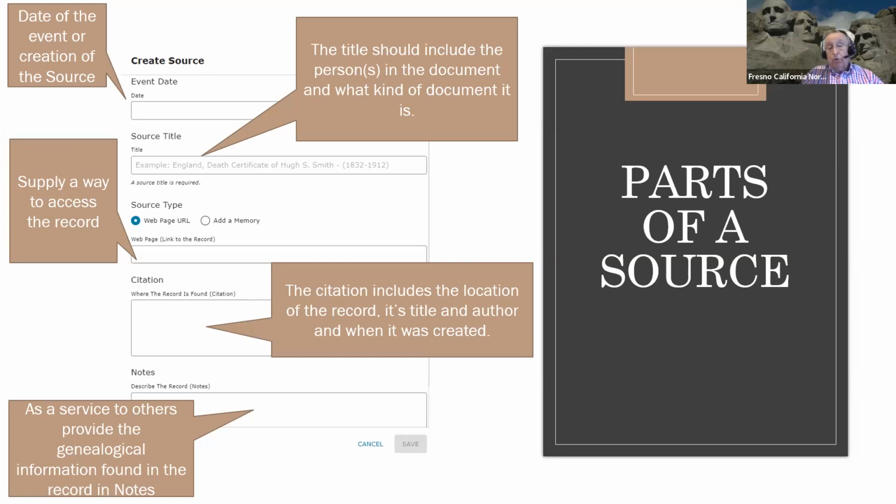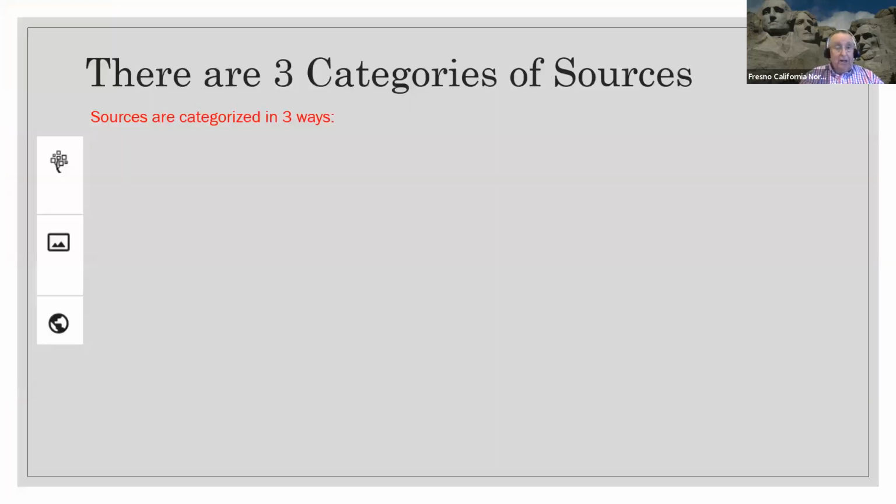This is really important if you're doing a source from, say, Ancestry, where other people might not have access to Ancestry. It's really important that you leave a transcription in there of what was on that record for them, because otherwise they're not going to have a clue what was really on that record. Okay, so those are the parts of the source.